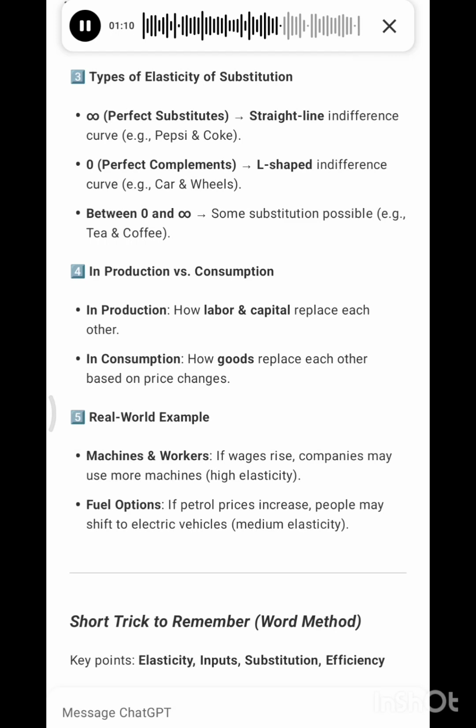Real-world example, machines and workers. If wages rise, companies may use more machines, high elasticity. Fuel options. If petrol prices increase, people may shift to electric vehicles, medium elasticity.